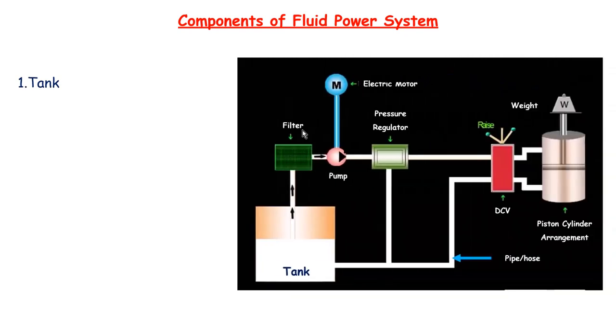Next, we'll see what are the components of fluid power system. There are mainly 8 components in fluid power system. First one, tank, mainly used to store the hydraulic oil, which is also called as reservoir. Second, pump. Function of pump is to circulate the hydraulic oil from reservoir to cylinder. Next, motor, which drives the pump to get required pressure.